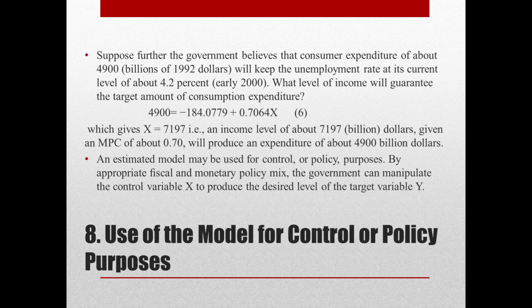So by solving this equation 6, we get the value of X as 7,197, that is an income level of about $7,197 billion, given an MPC of about 0.70, will produce an expenditure of about $4,900 billion. So we can say that an estimated model may be used for control or policy purposes. By appropriate fiscal and monetary policy mix, the government can manipulate the control variable X to produce the desired level of the target variable Y. So this was all about the 8 steps of the methodology of econometrics.